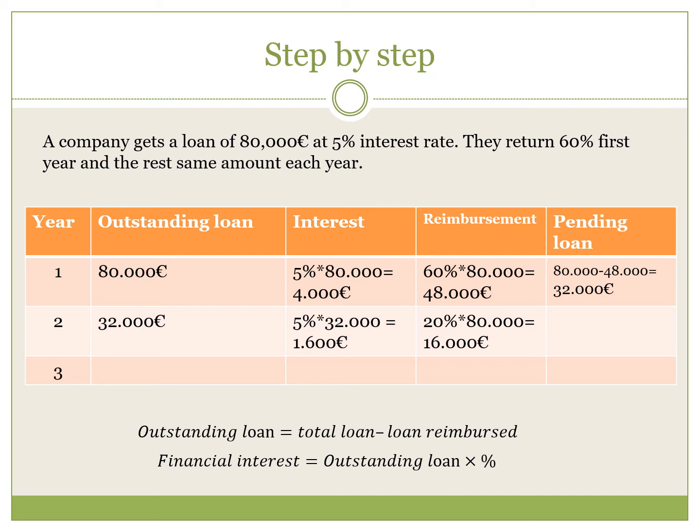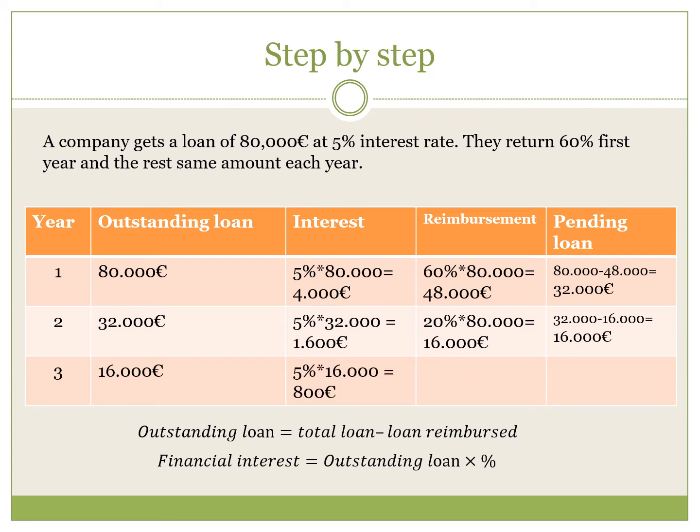And how much is pending loan? Well, whatever was pending last year, 32,000, minus what we reimburse this year, minus 16,000. And that gives us 16,000. So outstanding loan for year number 3 is going to be 16,000. The financial interest is going to be 5% of 16,000.